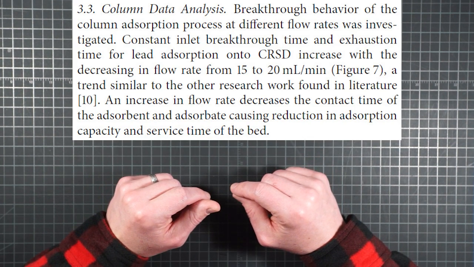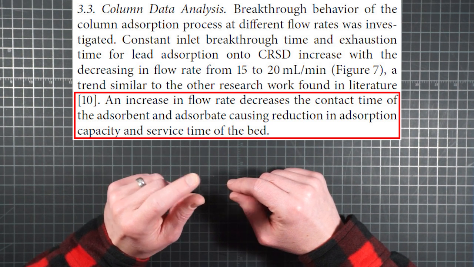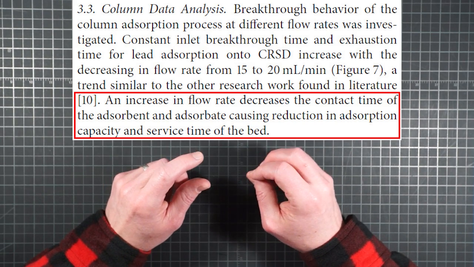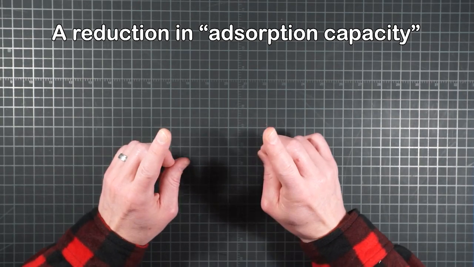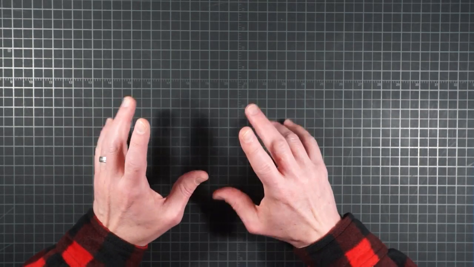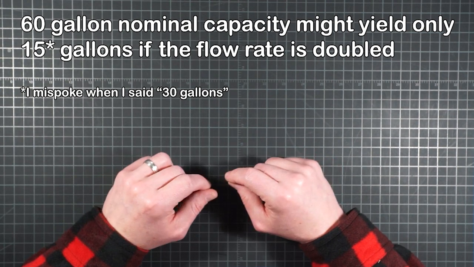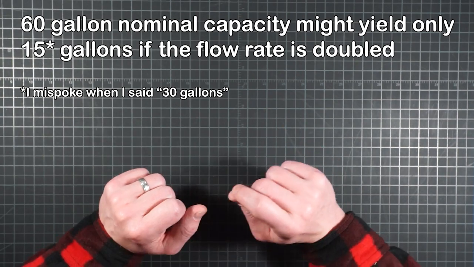And what actually happens is doubling the flow rate results in breakthrough occurring in about a quarter of the time. And the authors state, "an increase in flow rate decreases the contact time of the adsorbent and the adsorbate, causing reduction in adsorption capacity and service time of the bed." A reduction in adsorption capacity. Well, that means theoretically that a filter rated for 60 gallons of water might actually only treat 30 gallons before starting to leak impurities, if you push on it twice as hard as you're supposed to.